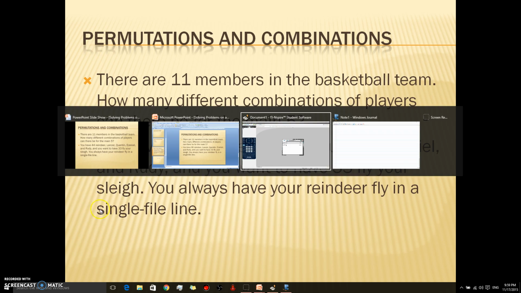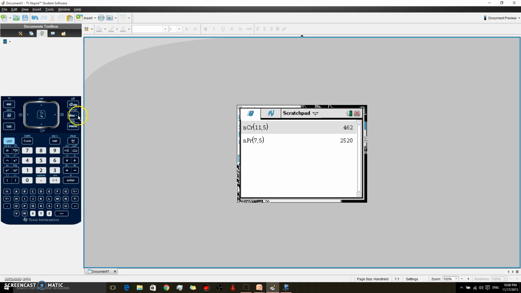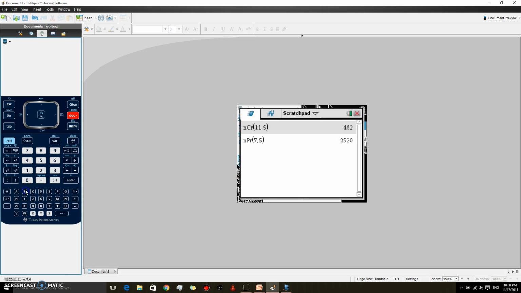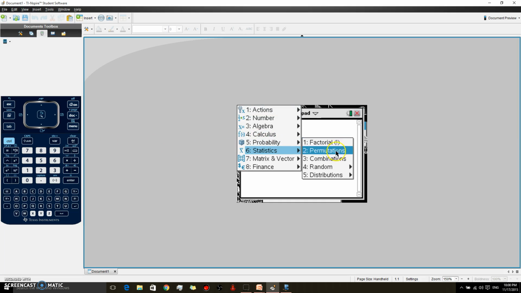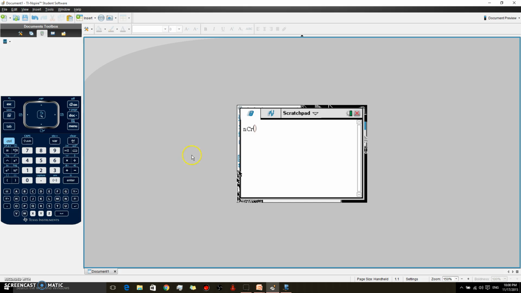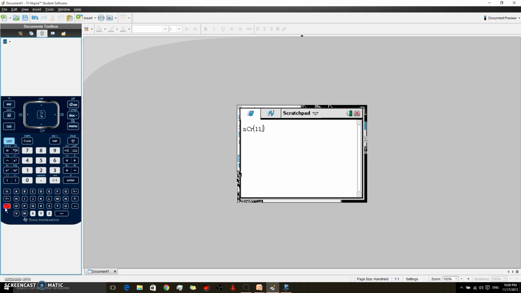Now we're going to move over to our calculator, and we're going to first clear. Then we're going to click Menu, look into probability, and then find combinations. First we're going to enter a total number of players, 11. Then we're going to enter the number that we want, which is 5. So there are 462 different combinations you can have of all those players.